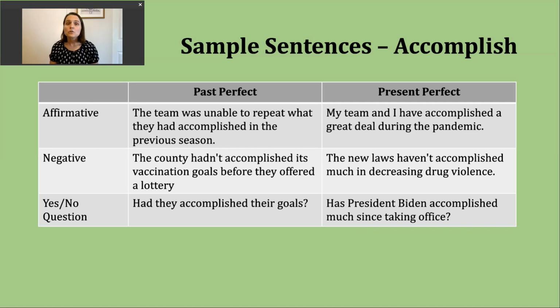We can use this verb tense to talk about an action that started in the past and continues into the present, or we can use it to describe something that happened at an unknown time in the past. To make a present perfect sentence, you can use have or has, depending on what your subject is, and then you're going to use the participle form of the verb. Here's an example. My team and I have accomplished a great deal during the pandemic.